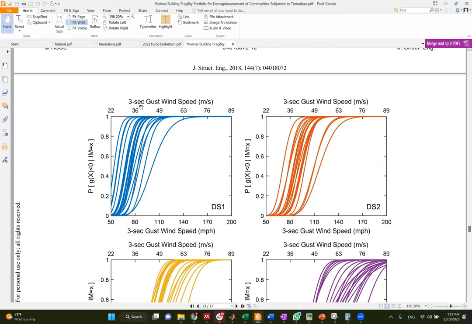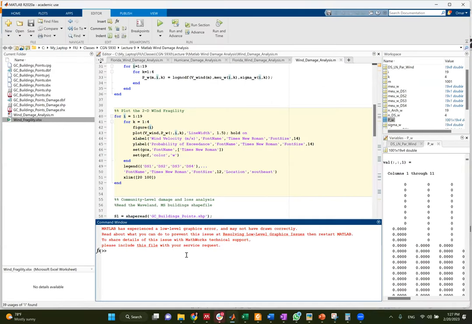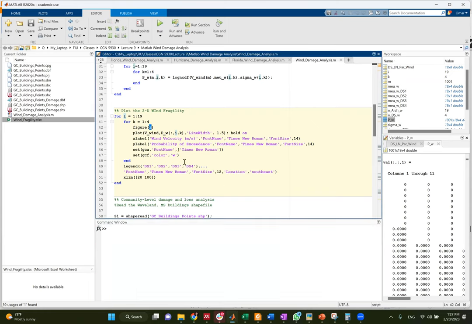What I'm trying to do here is separate them by archetype. Archetype one has four damage states, 1, 2, 3, and 4, but actually I try to plot only one curve. I just want to show, we don't have to see all the 19. Let's try only one figure. Line 14? No, I mean when I plot it, it will only plot one figure. So let's try this.